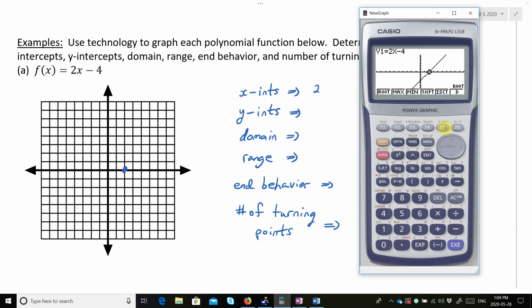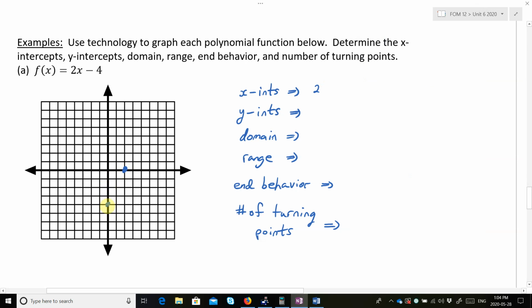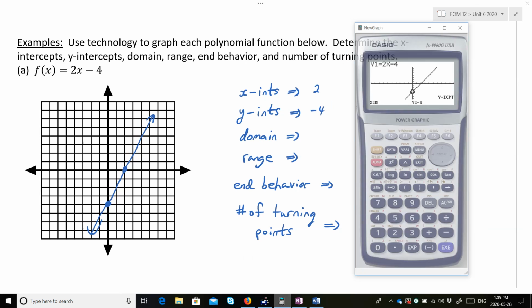Let's go G-Solve. We can get the y-intercept. The y-intercept is (0, -4). So y-intercept, negative 4. And then we can connect those dots because this is a linear function. Okay, so very roughly the graph looks like that.